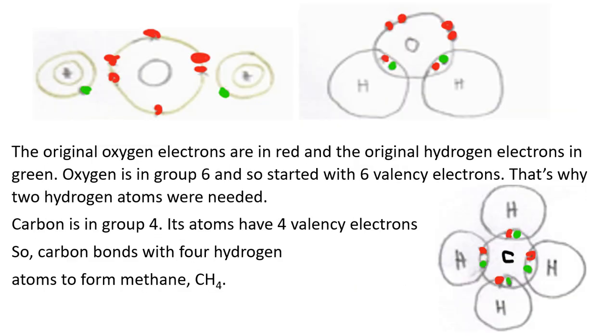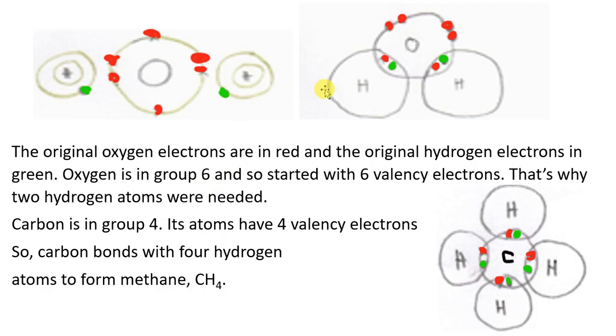But it doesn't always have to be just 2 atoms. Water, we all know and love, H2O. Hydrogen, atomic number 1, 1 proton, 1 electron. I've got them in green here. Oxygen, group 6, 6 valence electrons. Now the oxygen atom will need to gain 2 extra electrons to get that full stable shell of 8.